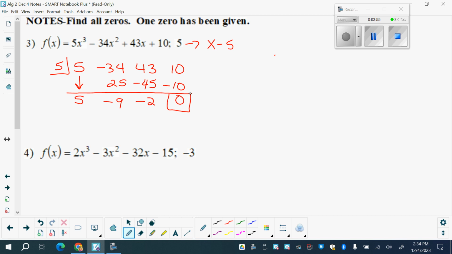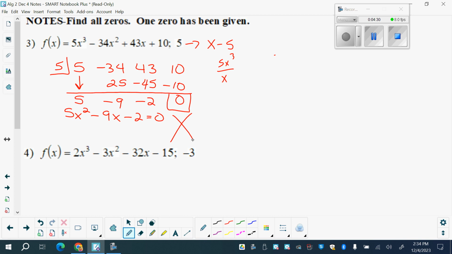So now, what does this represent? 5x squared minus 9x minus 2 is 0. That's like dividing the 5x to the third by x, just reducing the exponent. So that's where we get the 5x squared. Now, how are we going to solve that? Factor. Yeah, we're going to factor.